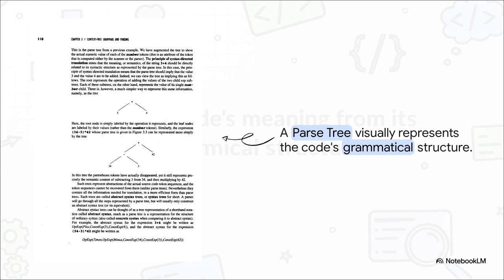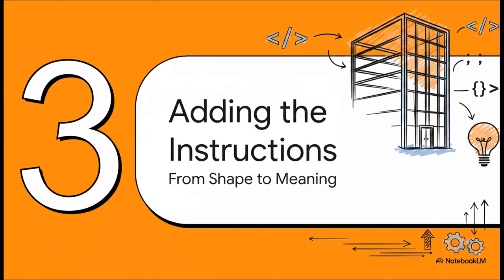And this is what you get. This shows it perfectly. Once the computer uses those grammar rules on our text, it can build this thing, a parse tree. This is the structural frame of our code. See how the plus is at the top, connecting the 3 and the 4? The structure is suddenly crystal clear. But a frame isn't a finished house. We've got the structure, but we still don't have the meaning.